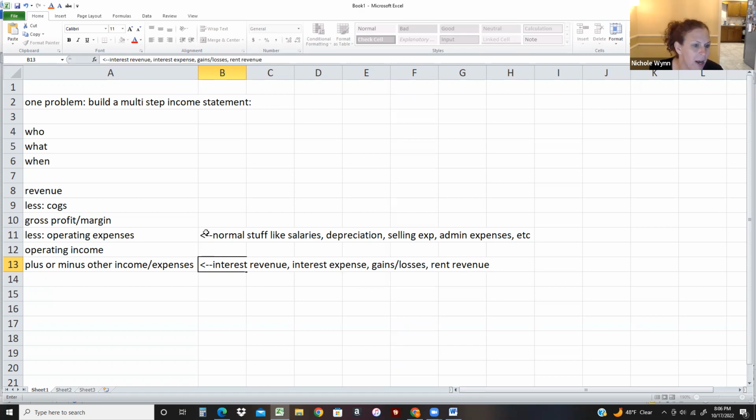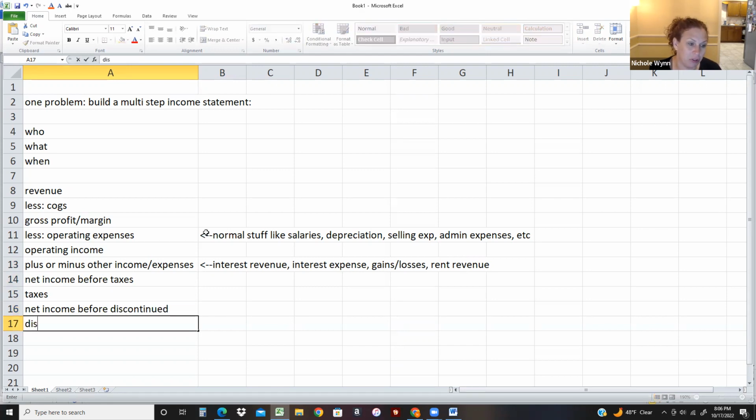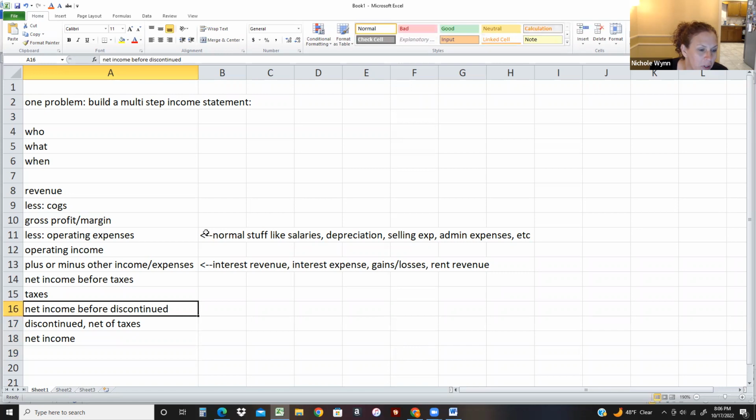Yeah, that's good enough. And then from there, this will give us net income before taxes. And then we do taxes to get net income. But when we have discontinued items, it goes below this. So then this number, instead of just being net income, will be called net income before discontinued. And then we'll do discontinued net of taxes to get net income. So this is the basic format of a multi-step income statement. And when you get down here, remember you have to do them net of taxes.